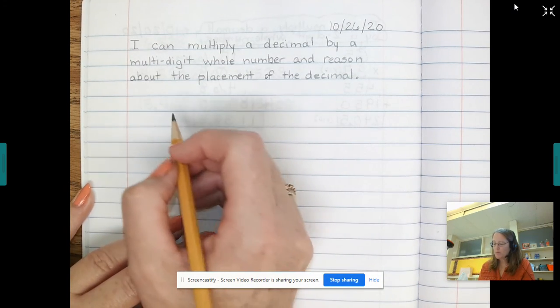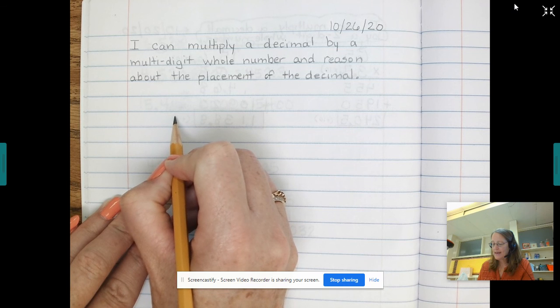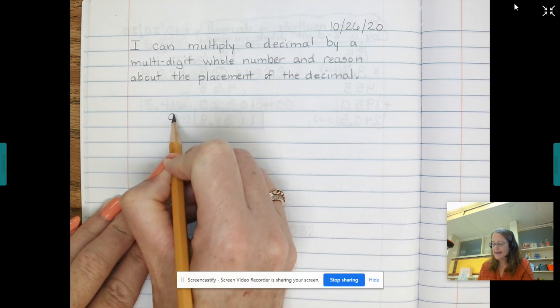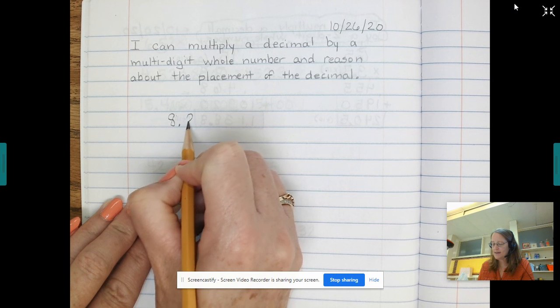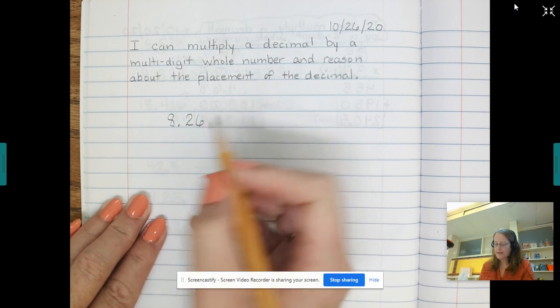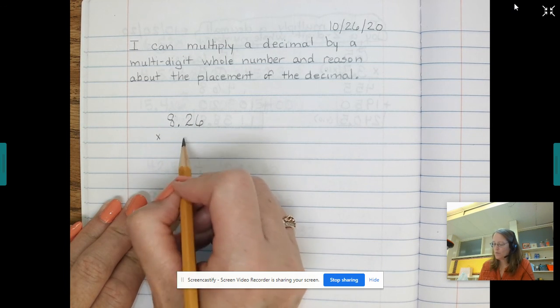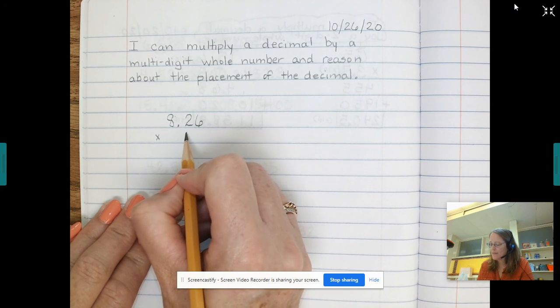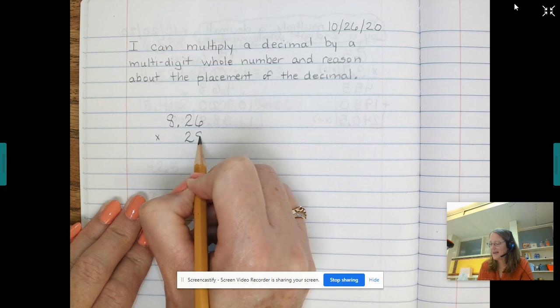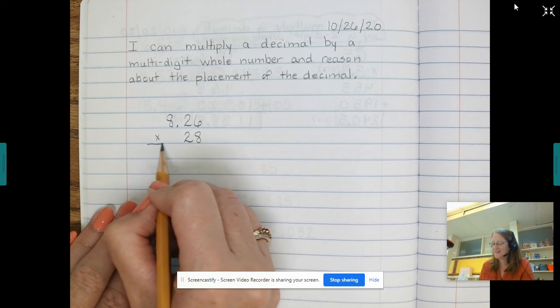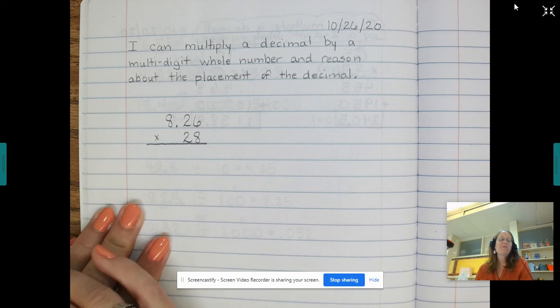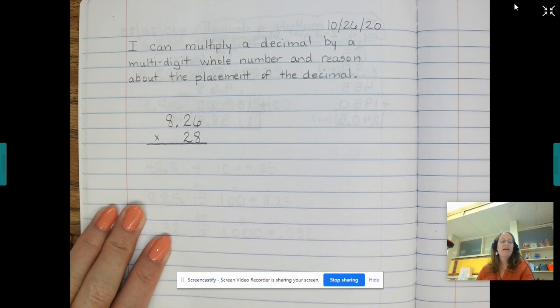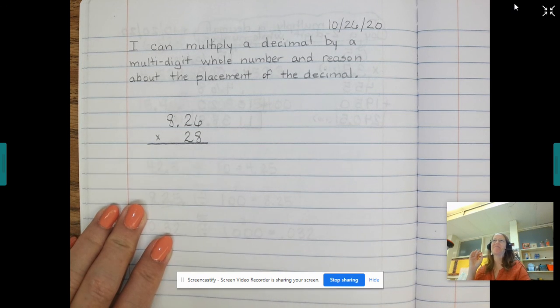So the first problem we want to solve is 8 and 26 hundredths times 28. Sorry about that, guys. Remember we had those thinking bubbles? I'm going to put them in a different place, just for consistency's sake.